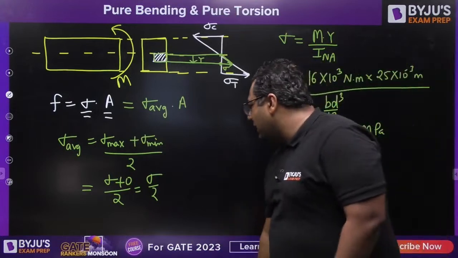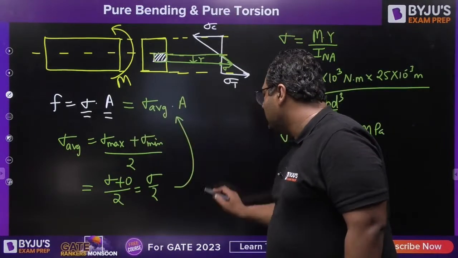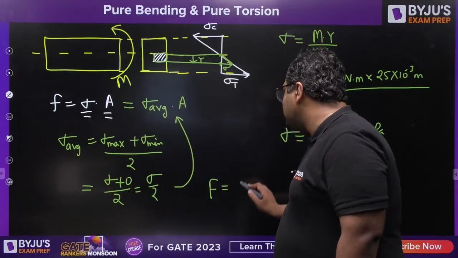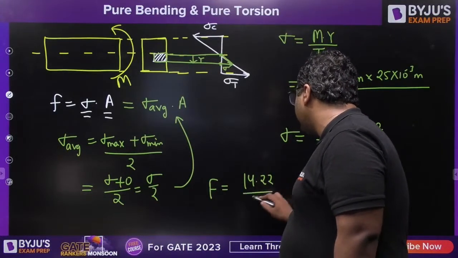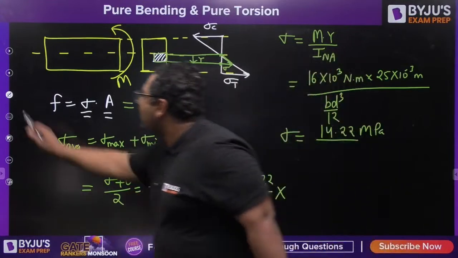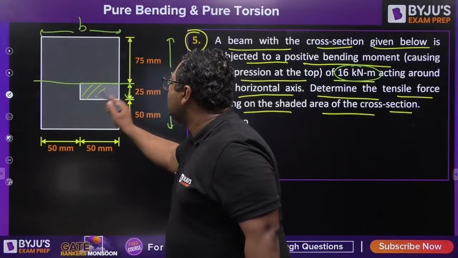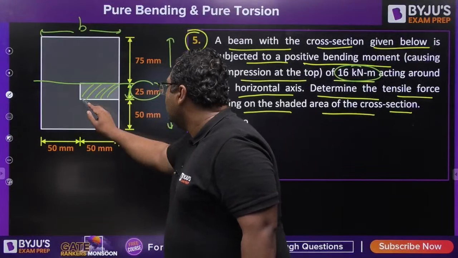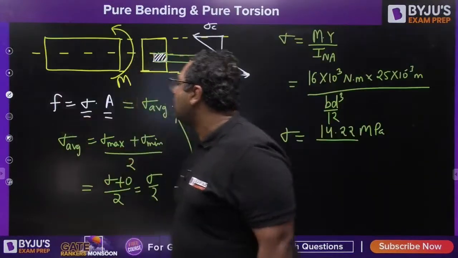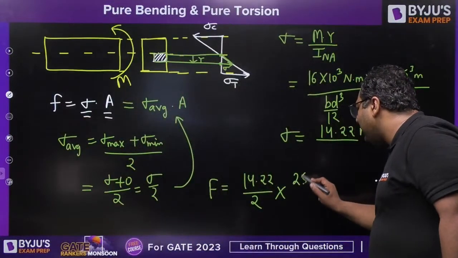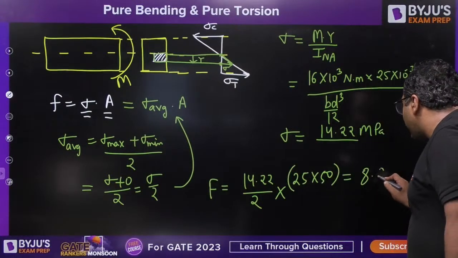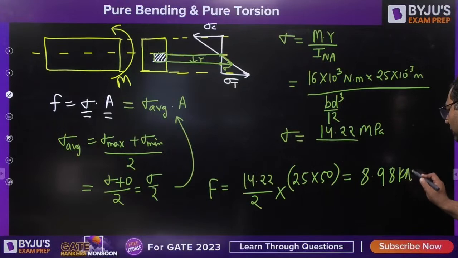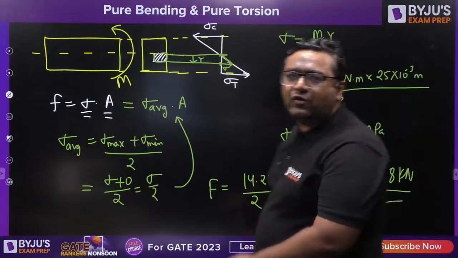Putting this value here, you will get force as sigma average, which is sigma by 2, 14.22 divided by 2, into the area. What is the hatched area? This area is 25 into 50. Let us put the value, that is 25 into 50. Putting this, you will get 8.98 kilonewton. That is the procedure of the problem.